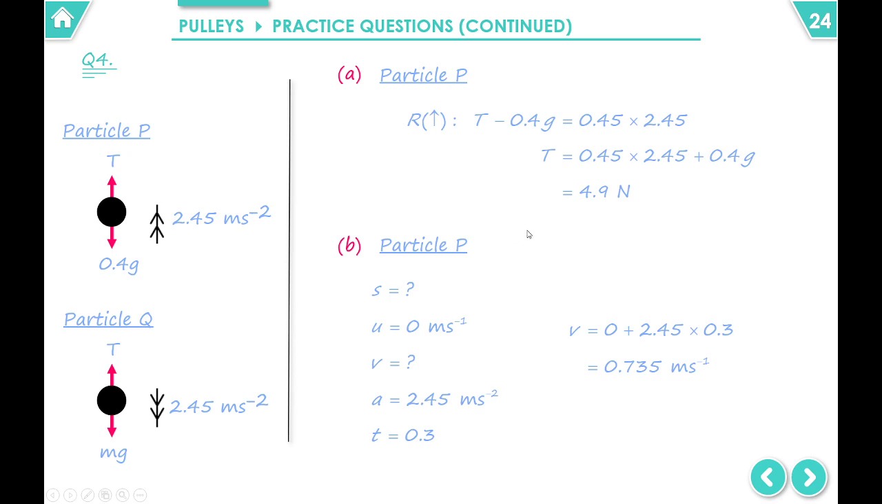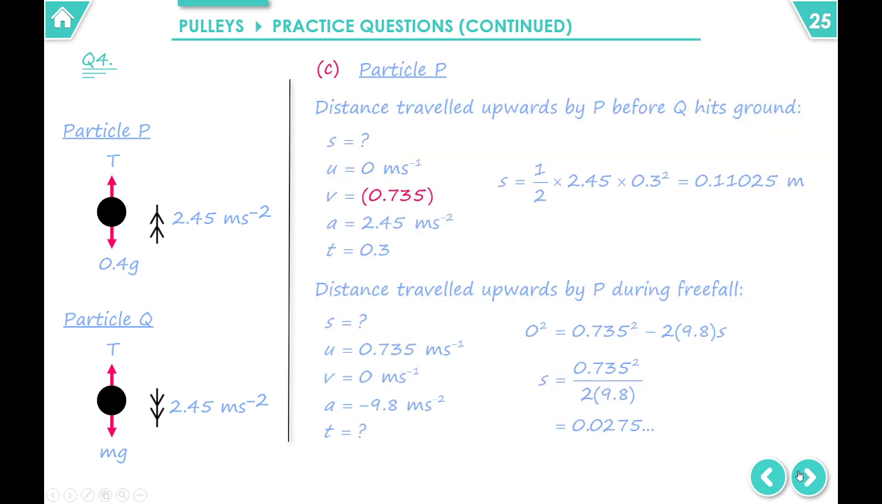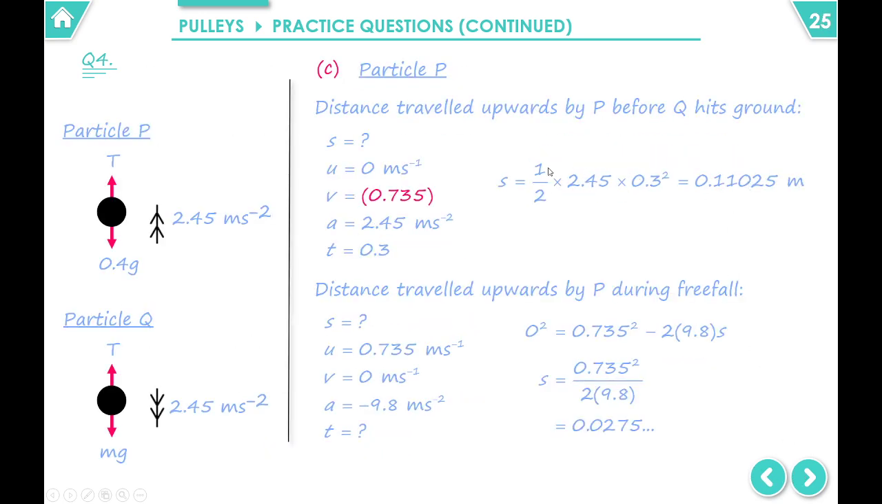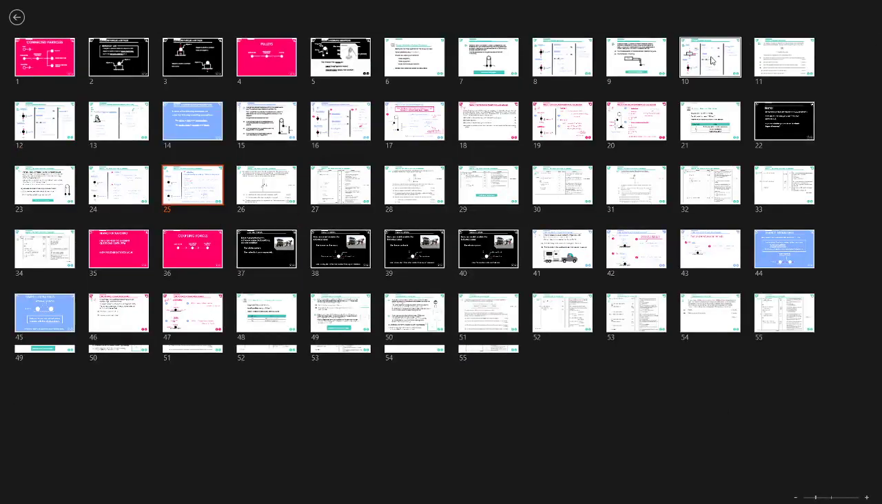Okay, and that's what you do in part A. You find that the tension is 4.9 and the acceleration is 2.45, which you're given. So in the bit before it hits the ground, we know that these SUVAT values are true. So we can find that the distance that particle Q falls, and the distance that P goes up by to start with, is this distance here, 0.11025 meters.